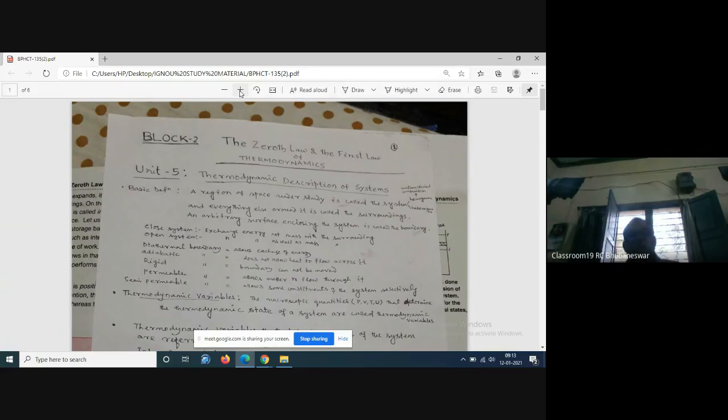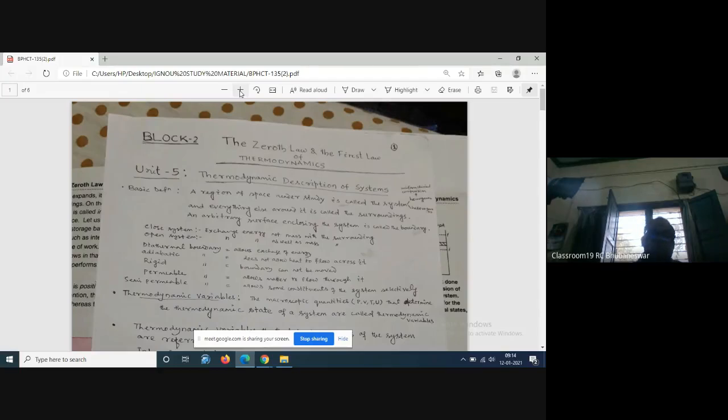These systems are also categorized as homogeneous or heterogeneous. In a homogeneous system the chemical composition is uniform, and in a heterogeneous system the chemical composition is not uniform. Now see, a region of space under study is the system and everything else around it is the surrounding. And an arbitrary surface enclosing the system is called the boundary, right?